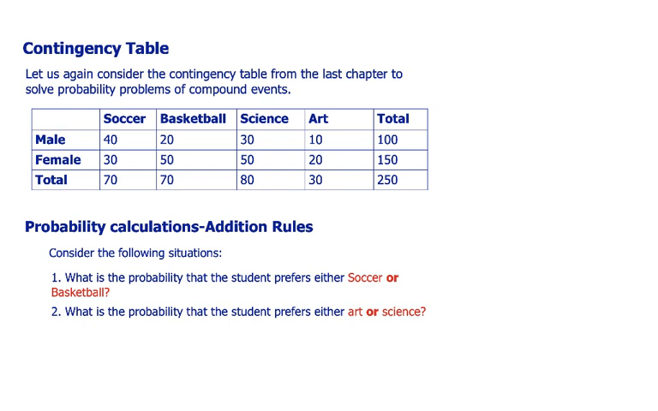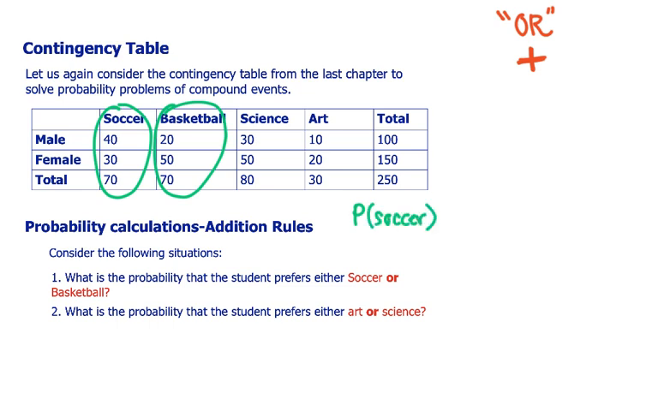Okay, we've already talked about this a little bit, but I want to remind us all, when you see the word or in probability, usually you want to think about adding the individual probabilities. So we'll start with some simple examples. The probability the student prefers either soccer or basketball. So we would do the probability of soccer plus the probability of basketball.